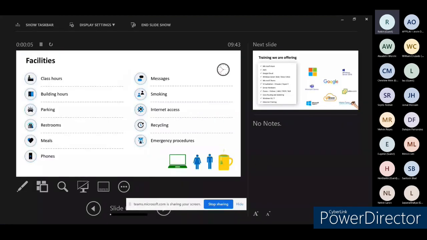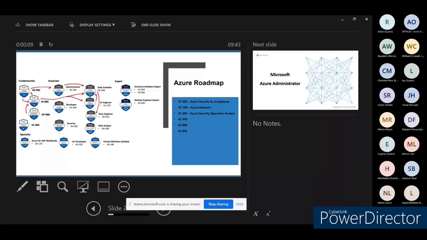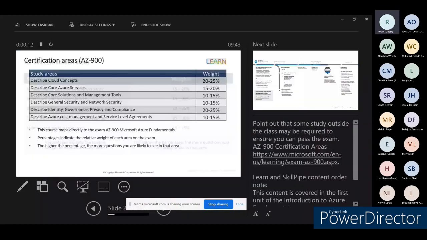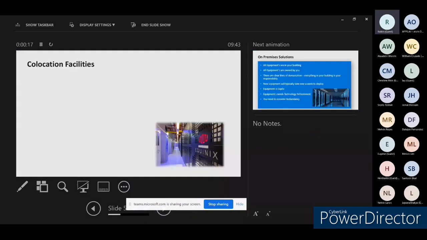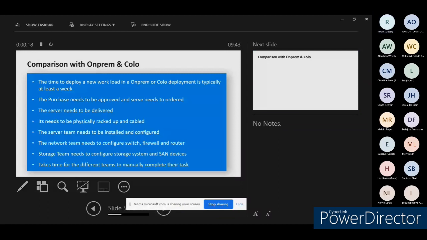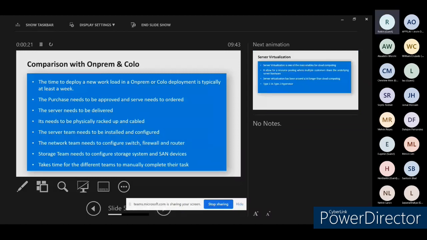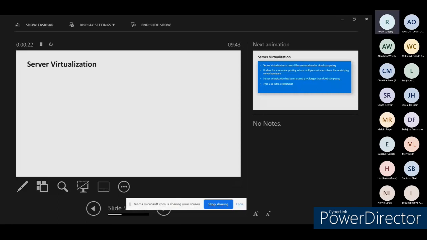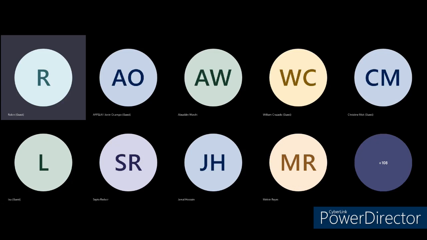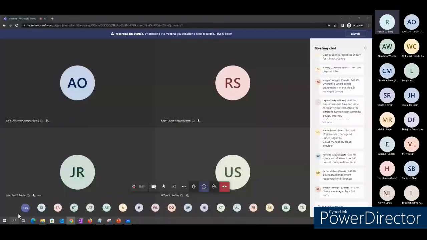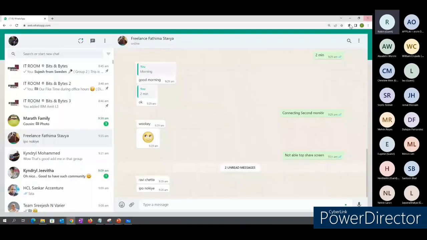So let's move to the next slide. I'm sharing my secondary monitor, just give me a second. I'm moving to the last slide which you had discussed yesterday. So yesterday's session, we concluded with a question: let's do some self-study on server virtualization. So that was the discussion that happened yesterday.